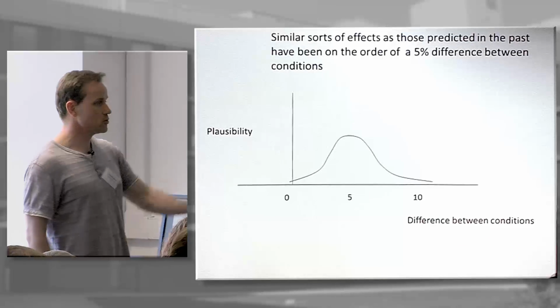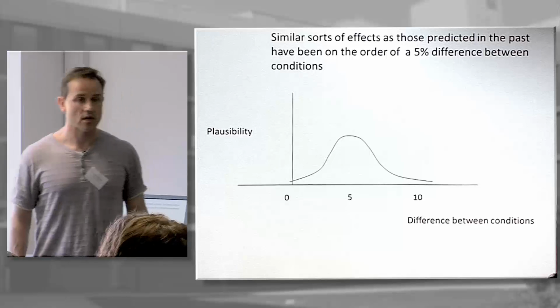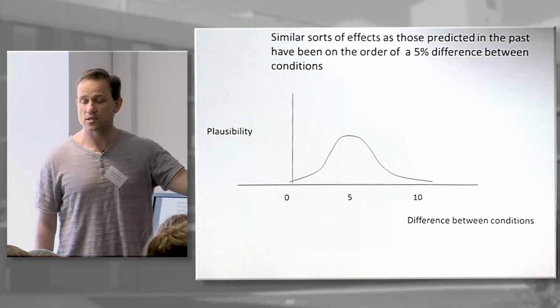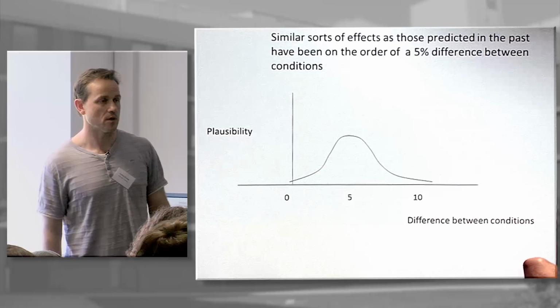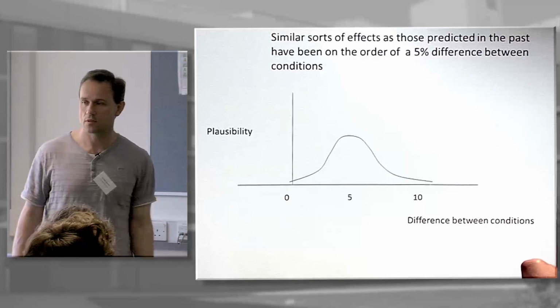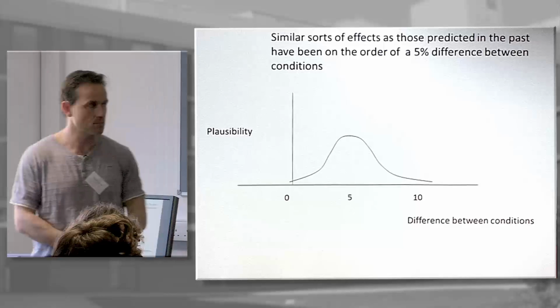And the same for this normal here. It's all on the positive side. So this is a theory saying we're going to get a 5% positive difference between conditions. Okay? Maybe a 5% improvement, for example.